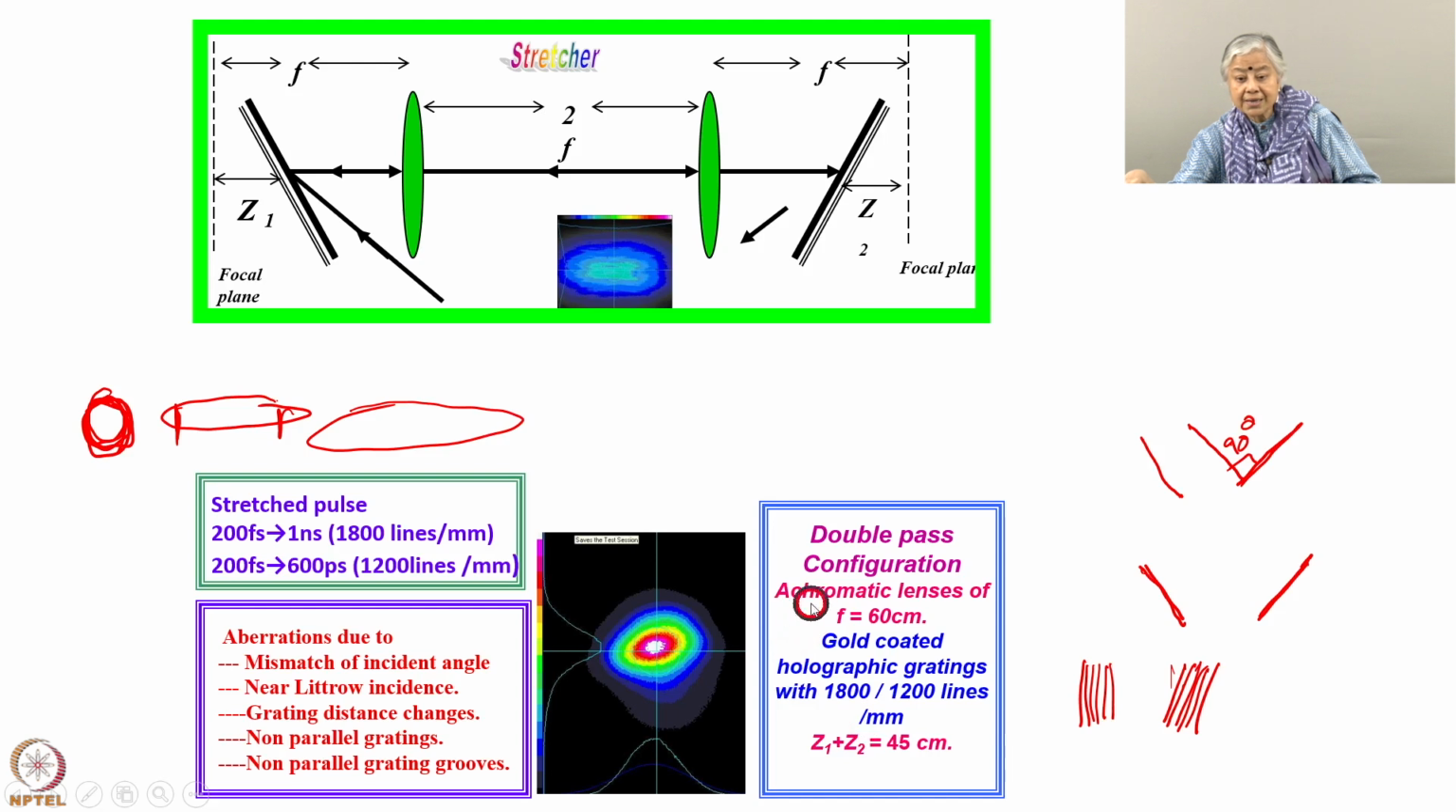So, the achromatic lens part is important. You do need it coated, which allows all that frequency to pass through. Okay. So, this is the stretcher. So, at the end of the stretcher, assume that I have got a nanosecond pulse.